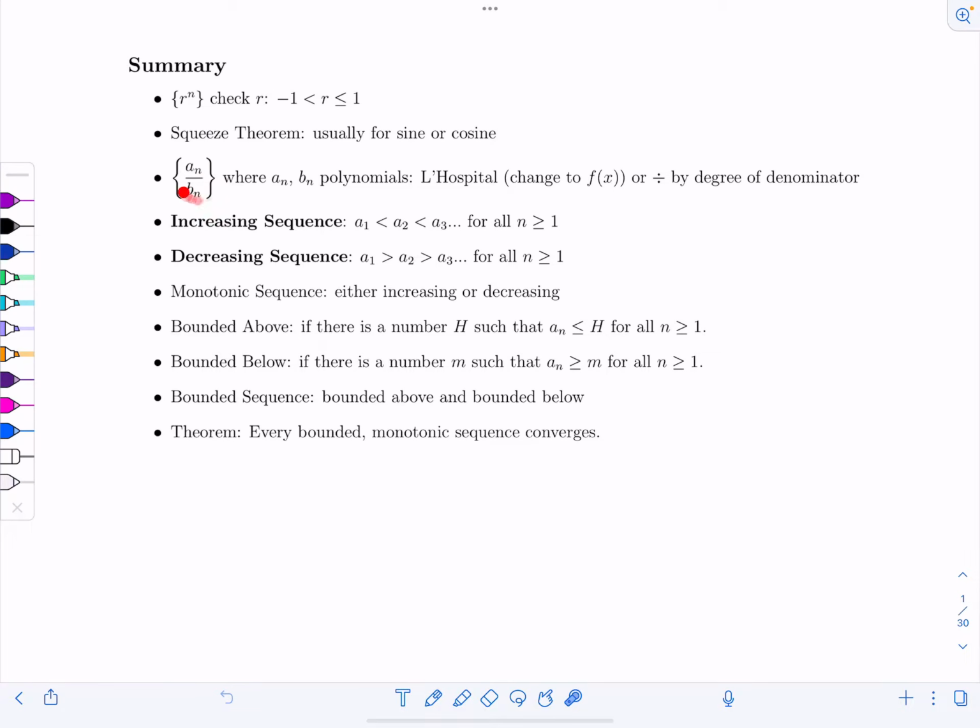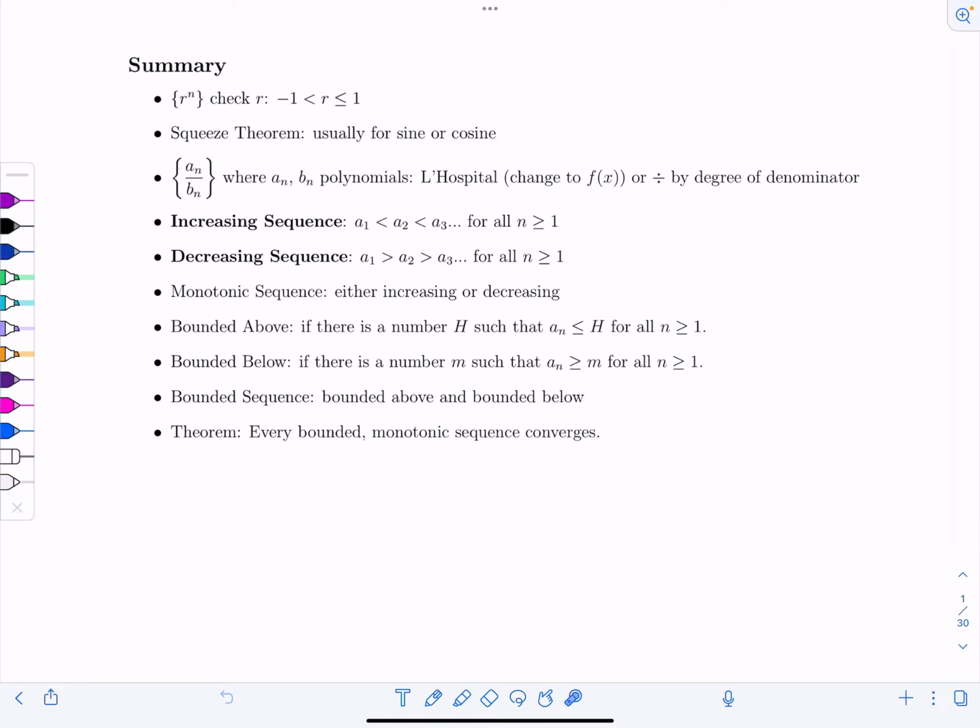If you have a ratio like so where a_n and b_n are polynomials, you can divide by the highest degree of the denominator. If you want to do L'Hopital's rule, you got to change it to f of x. Don't do L'Hopital's rule with n's in it. I'll talk about more why.